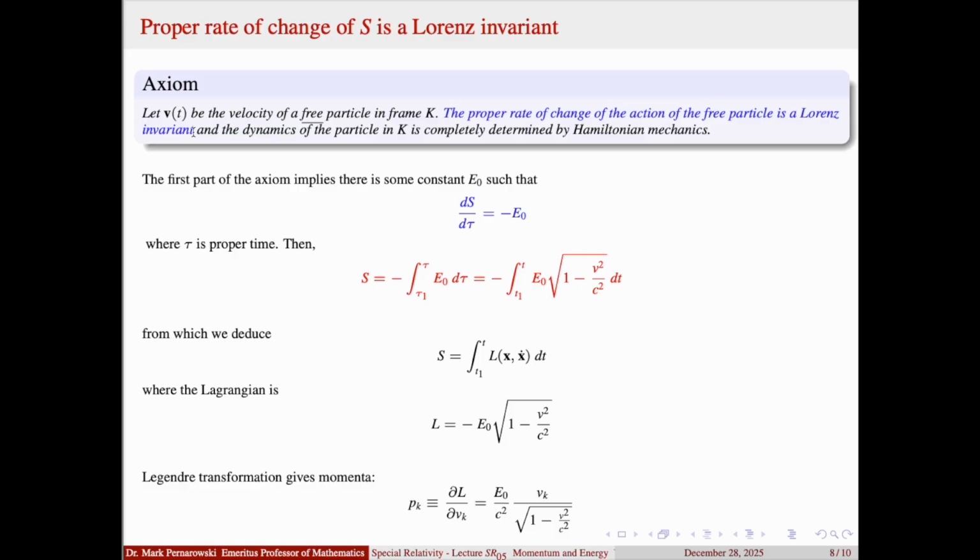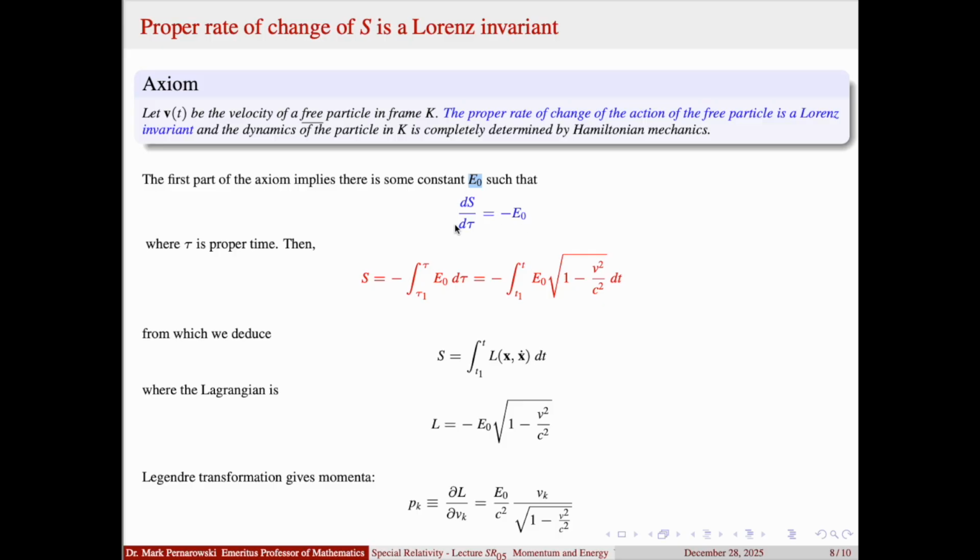Well, what is the proper rate of change? The proper rate of change is the rate of change with respect to the proper time. So this axiom written out in math says basically that there should be some constant E naught. I don't know what it is, but I know it's got units of energy, that whatever it is, the rate of change of action with proper time is equal to minus E naught.